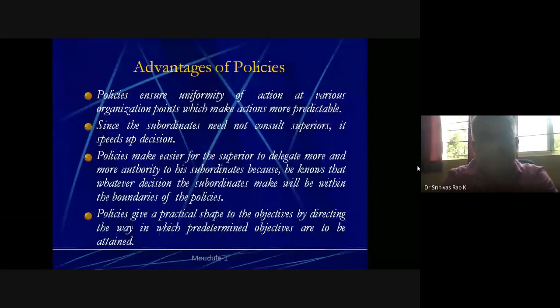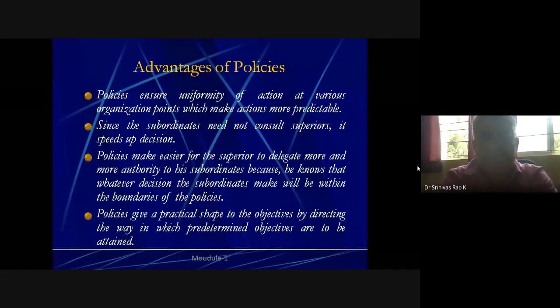Since the subordinates need not consult superiors, it speeds up decisions. Now, what happens is when you issue a policy, you are giving directions and guidelines on how to do the process or how to conduct the technical process. So again and again it is not required to ask your boss, sir, whether this is correct or not, whether I should do it like this, whether I should use this chemical or not, something like that. Everything is clearly given in the policies. Just refer to the policy and conduct your technical process. So these are the advantages.